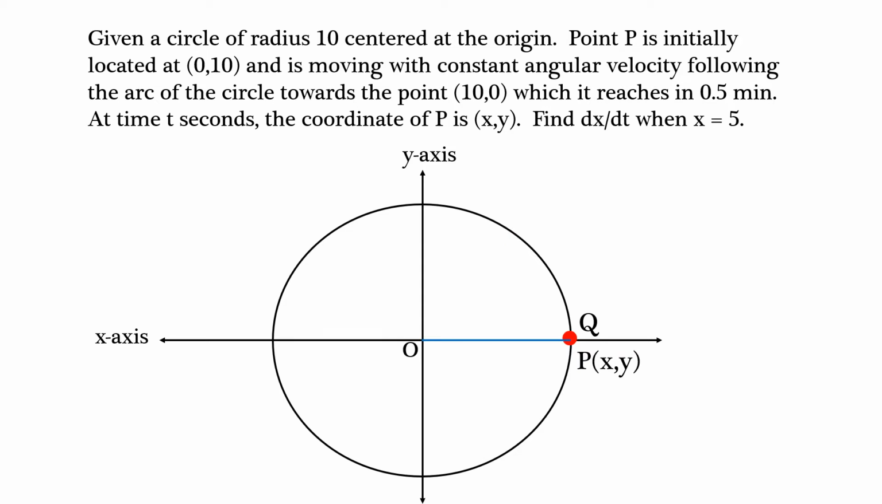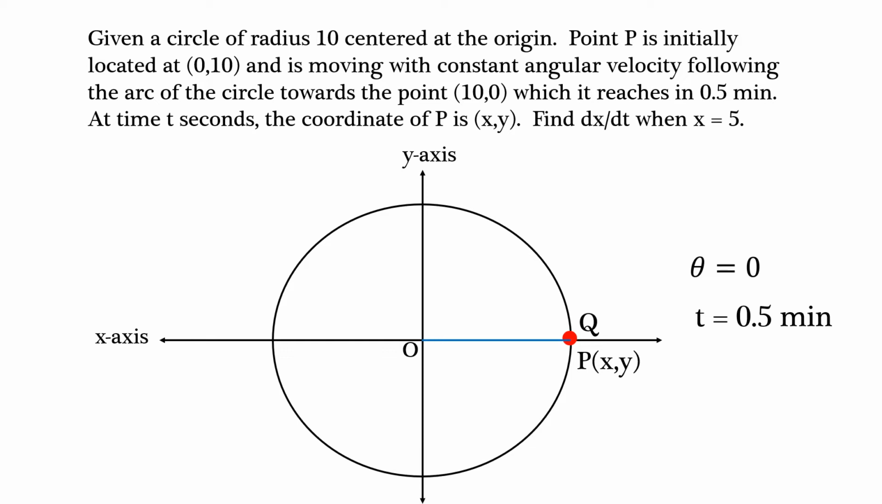When point P coincides with point Q, the value of angle theta is exactly 0 and the time is 0.5 minutes. And with the information that P maintains a constant angular velocity, we will now be able to find the rate of the angle theta. Remember, angle theta changes from a value of pi over 2 to a value of 0, and it happens in a span of 0.5 minutes.